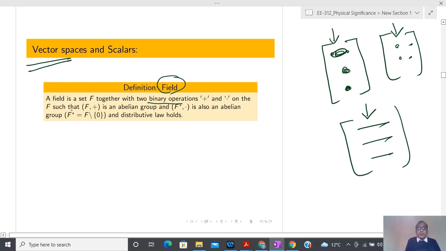With respect to addition, the set should be an abelian group; all five properties should be satisfied. With respect to multiplication, it again forms an abelian group, but at that time we are going to exclude the zero. Why are we going to exclude the zero? Could anyone please tell me?